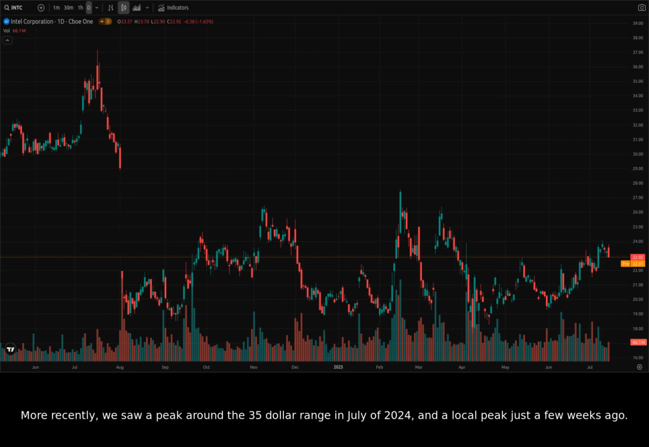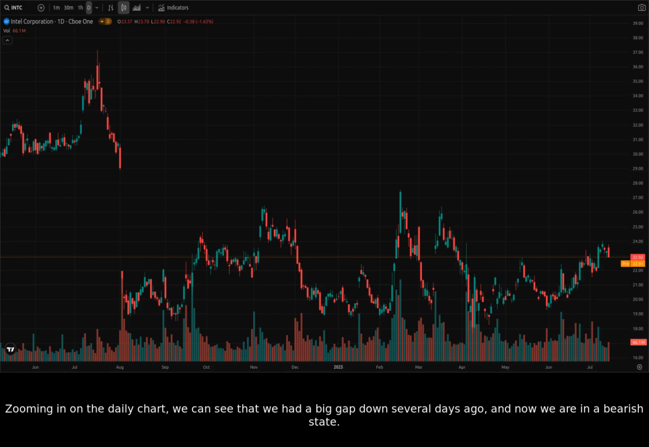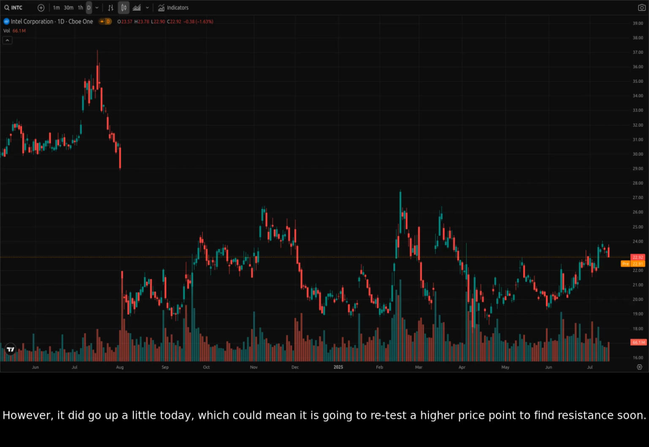More recently, we saw a peak around the $35 range in July of 2024 and a local peak just a few weeks ago. As you can see, we are currently trading near the $23 range after a bearish downturn. Zooming in on the daily chart, we can see that we had a big gap down several days ago, and now we are in a bearish state. However, it did go up a little today, which could mean it is going to retest a higher price point to find resistance soon.